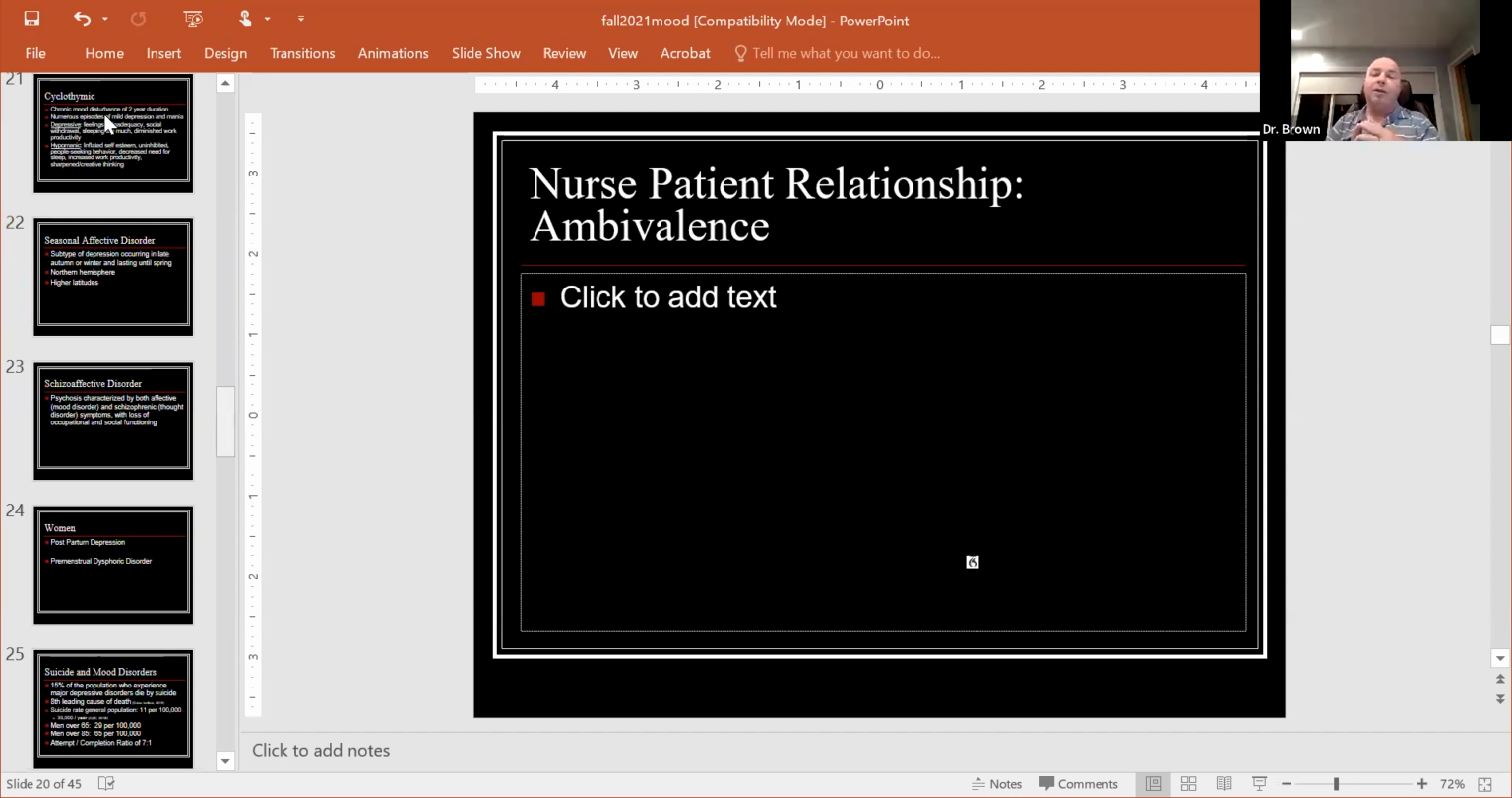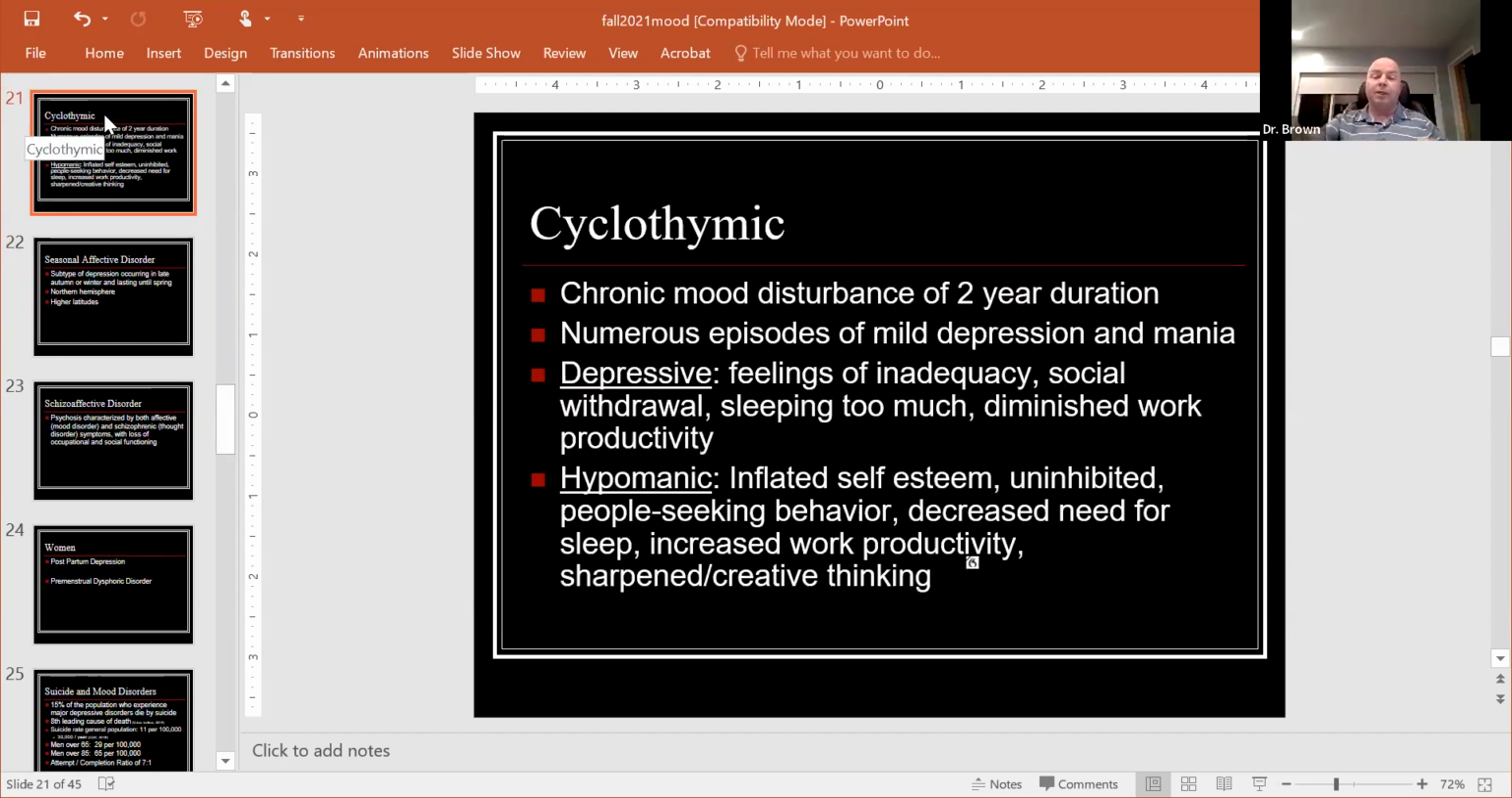Next term is cyclothymia. Think of a bicycle, okay? It's a chronic mood disturbance of 2-year duration, where you're depressed, you're manic, you're depressed, you're manic, you're depressed, you're manic, okay? So people with cyclothymia, they aren't sleeping. They're really good when they're hypomanic and they're working, because these are the type of people that will get everything done. They'll take care of all the patients, and they can only be up for so long until they crash. And once they crash, they might be in bed for 2 or 3 weeks.